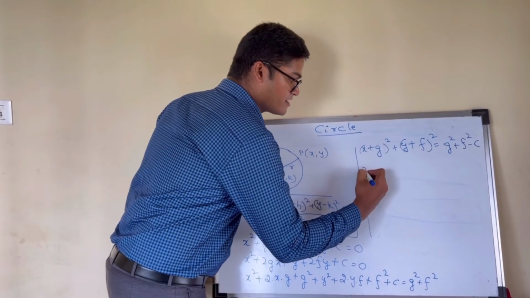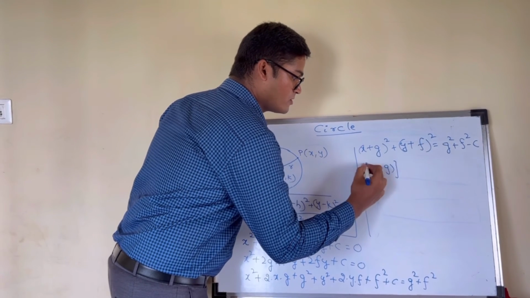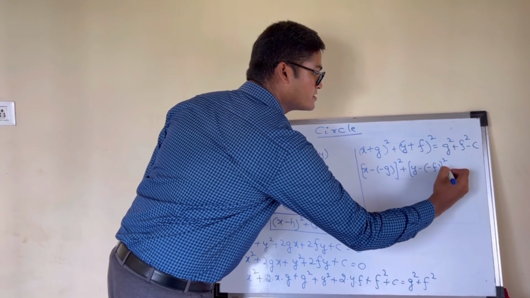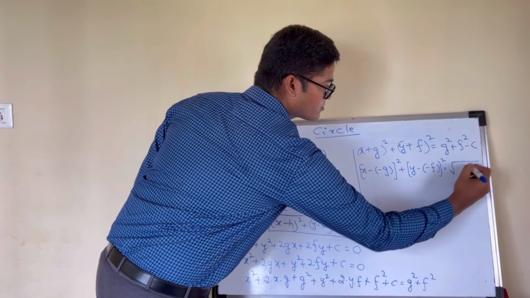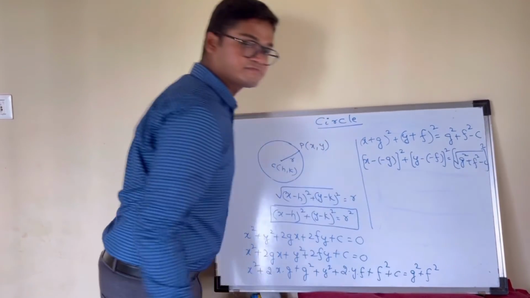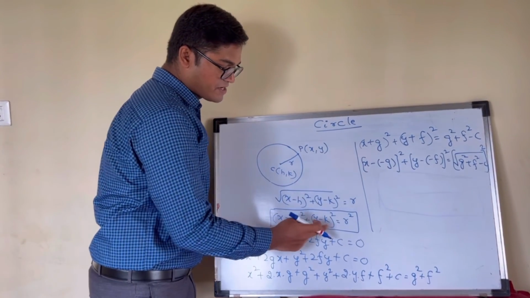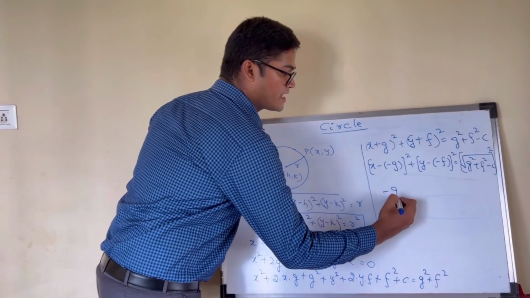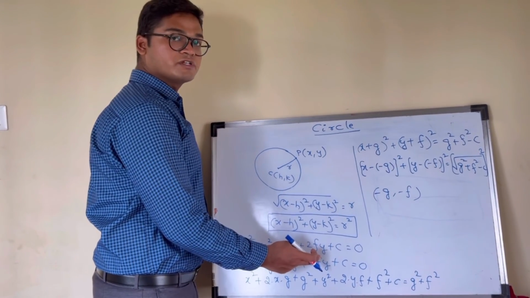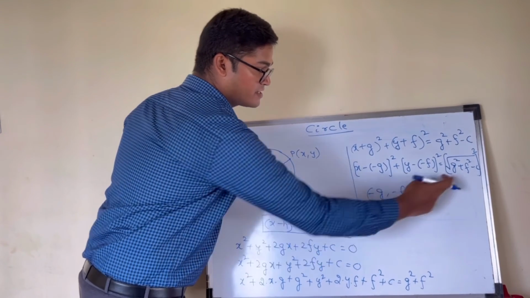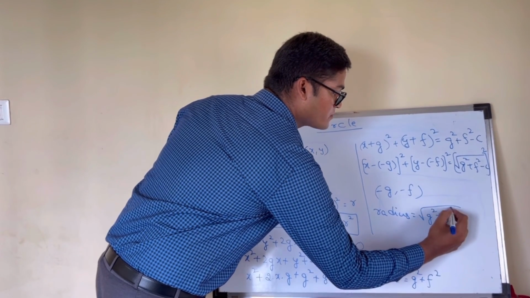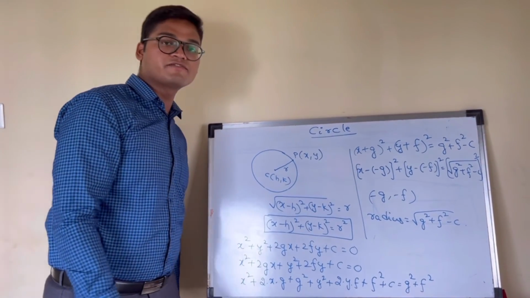Now I'm relating this to the standard form. If I write this in the format of (x minus of minus g) whole square plus (y minus of minus f) whole square is equal to, if I take the root and square of this, it will become root of (g square plus f square minus c) whole square. Now compare this to h comma k. In place of h comma k, what is the center? Minus g comma minus f. That is minus half of the coefficient of x and minus half of the coefficient of y. And what is the radius you see here? The radius became root of g square plus f square minus c. So this is one of the applications of completing the square.